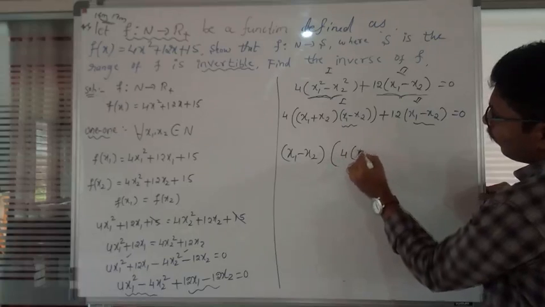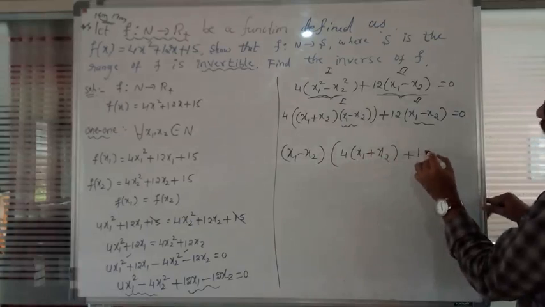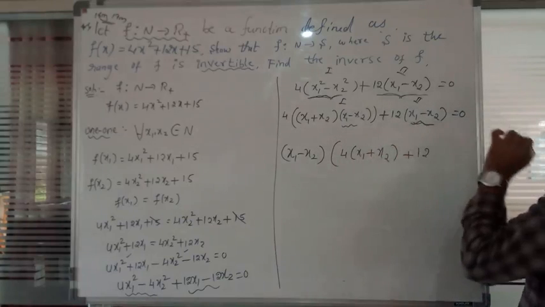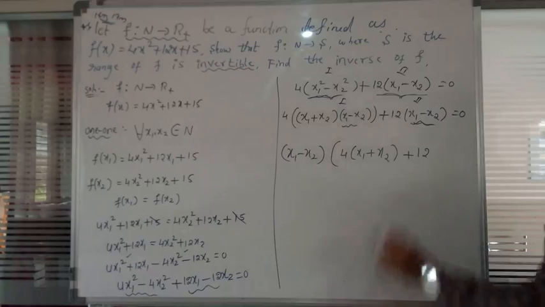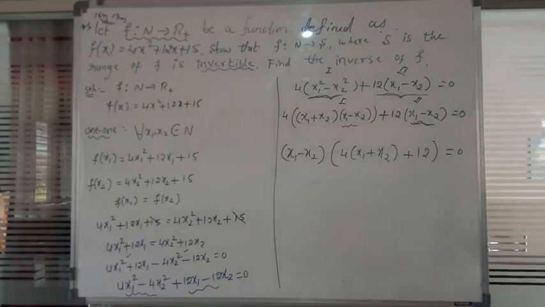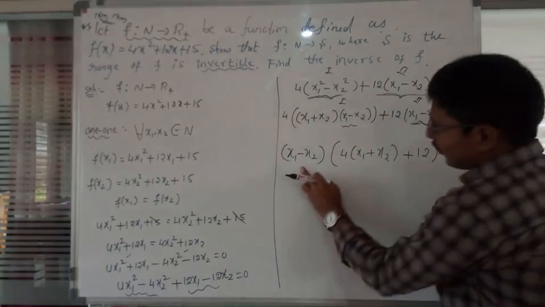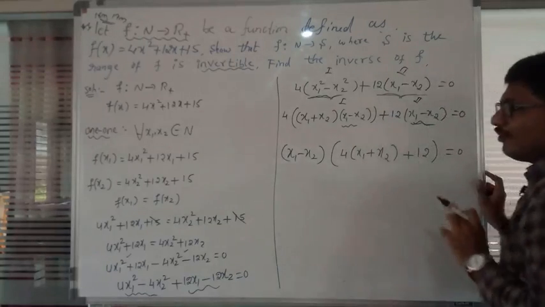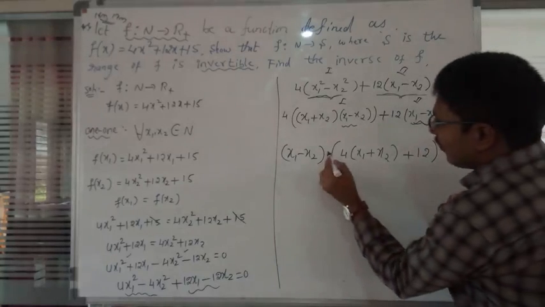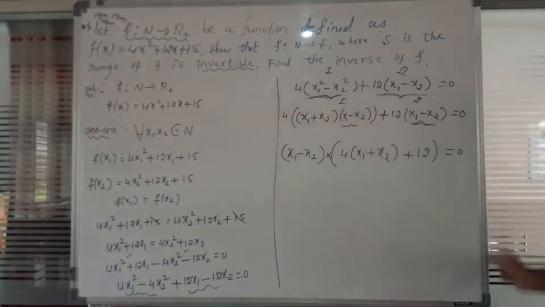4 of x1 plus x2 plus, here if suppose this one x1 minus x2 is shifted into the LHS side, what happens? Plus 12 is equal to 0. Here this is one equation, this is a second equation. So those two equations are related by multiplication.